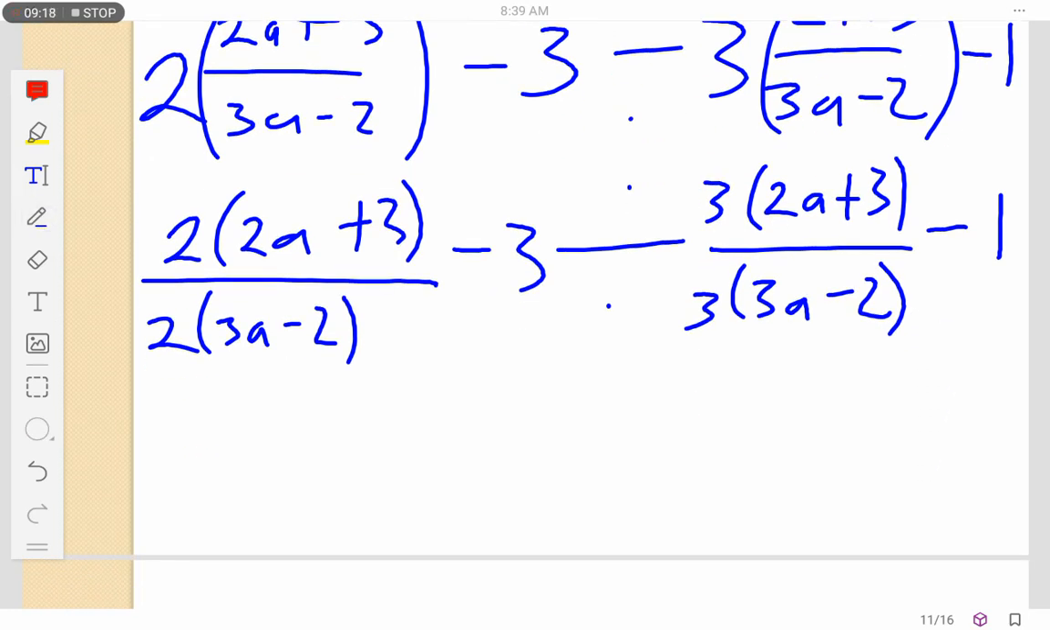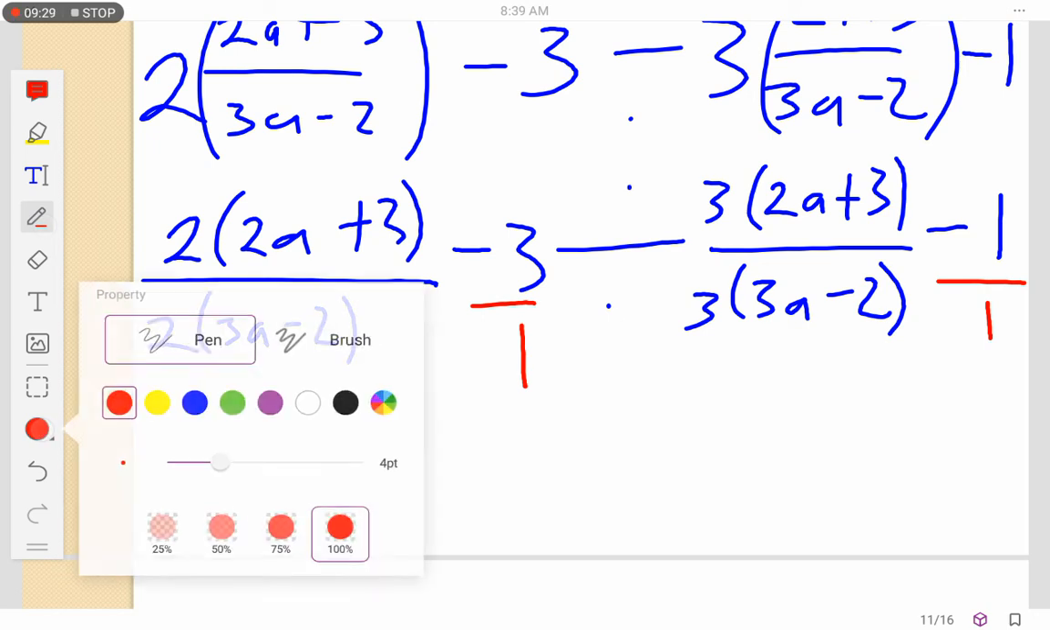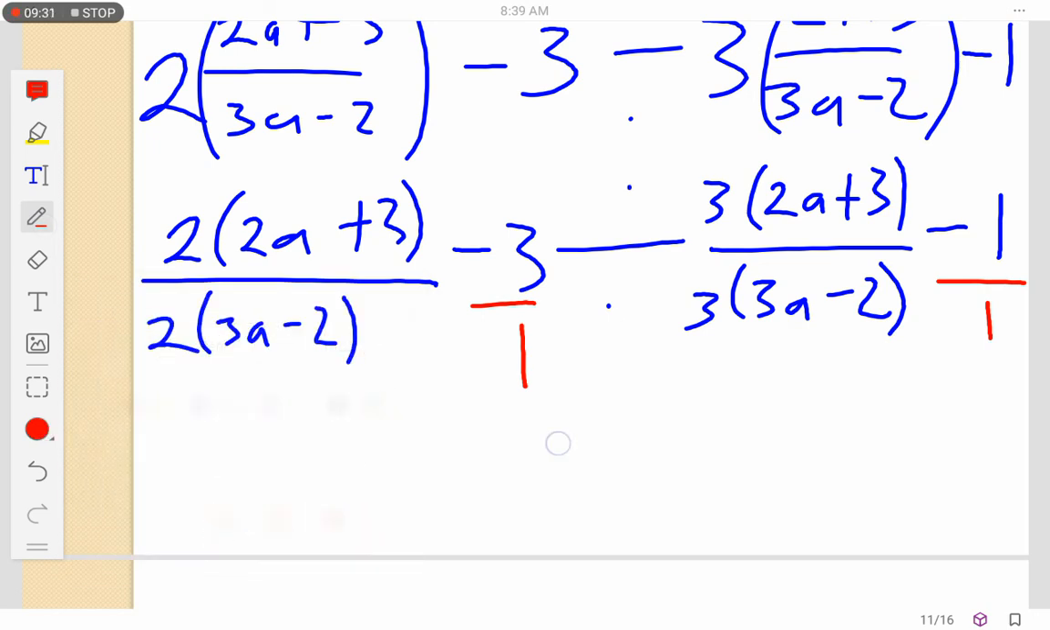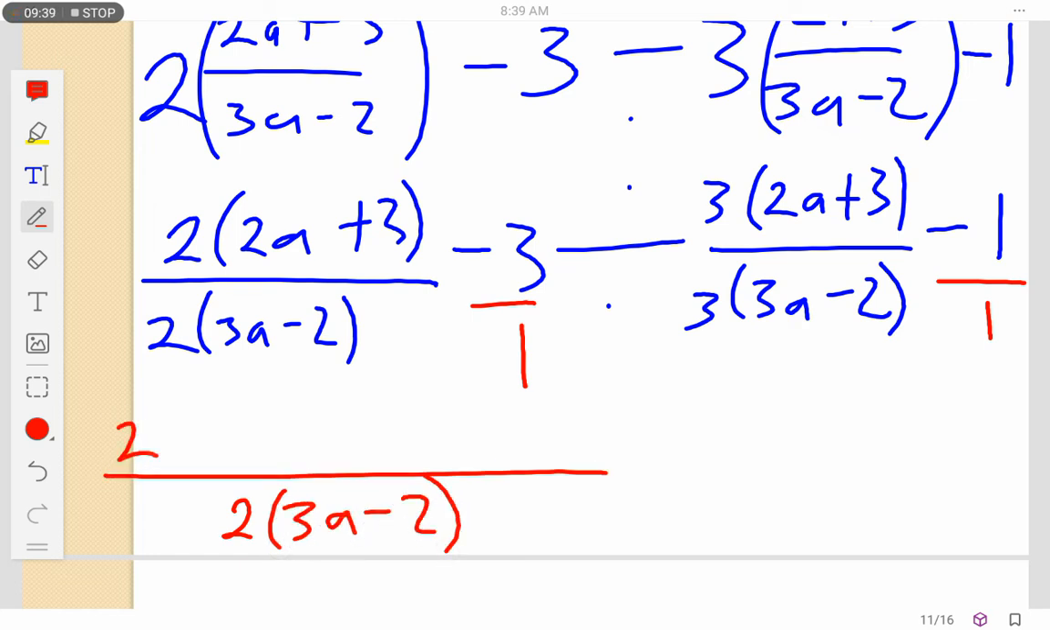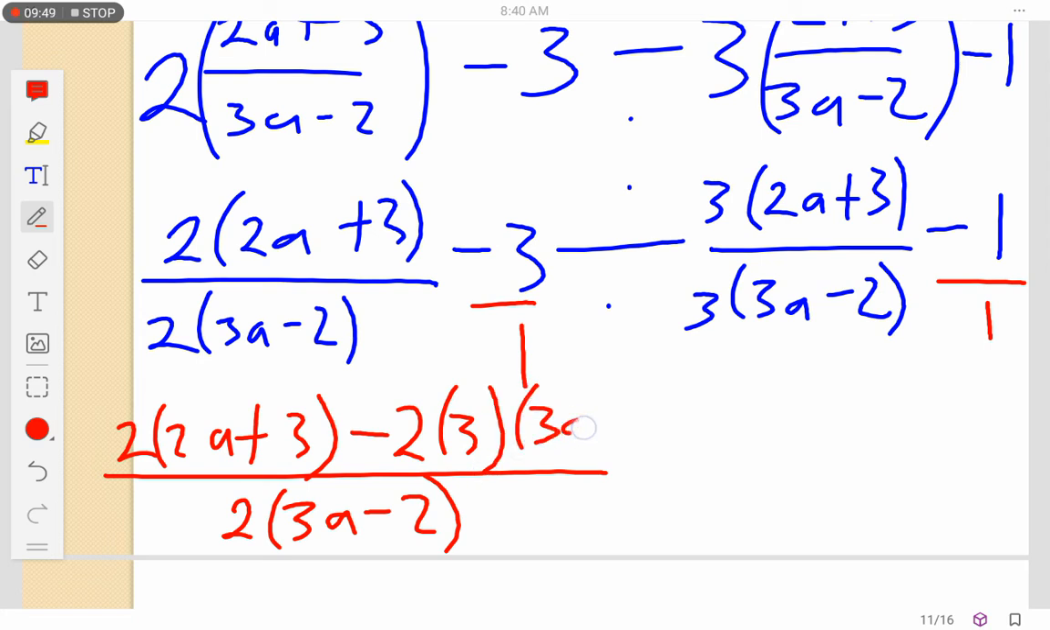Now I can find the lowest common multiple for these ones. Remember, 3 is the same as 3 over 1 and 1 is the same as 1 over 1. Okay, so I can find the lowest common multiple for each and every one. So for the first one, my lowest common multiple is 2 times 3a minus 2. So if I divide that into this one, I'll remain with 2 times 2a plus 3. Then the second one, I'll have minus 2 multiplying 3 and multiplying 3a minus 2.